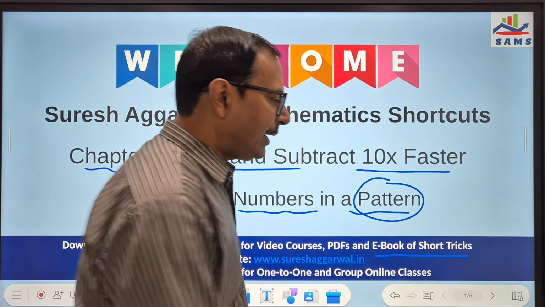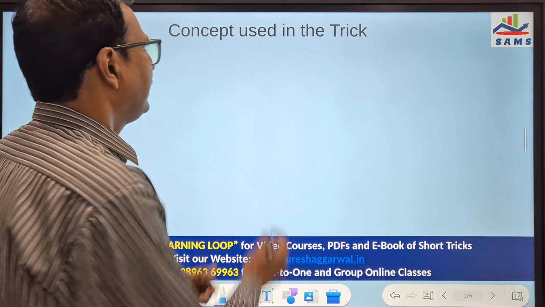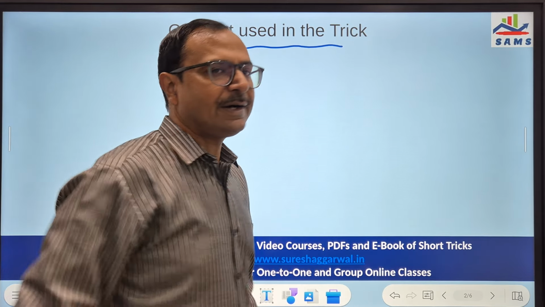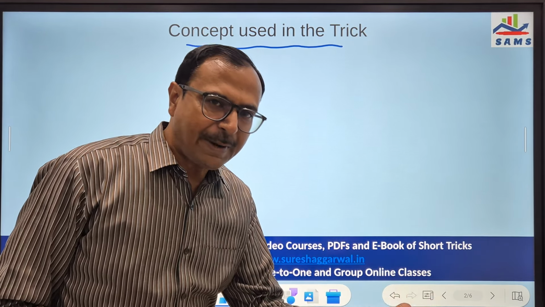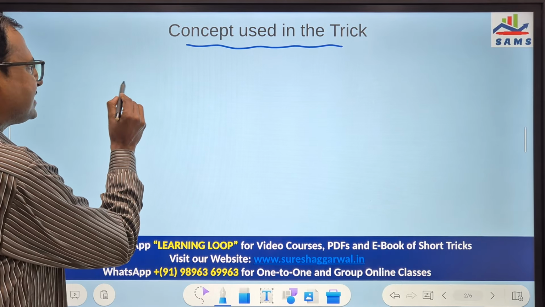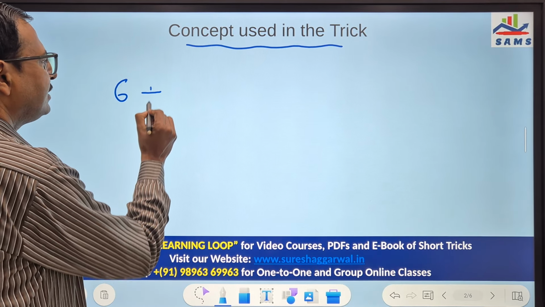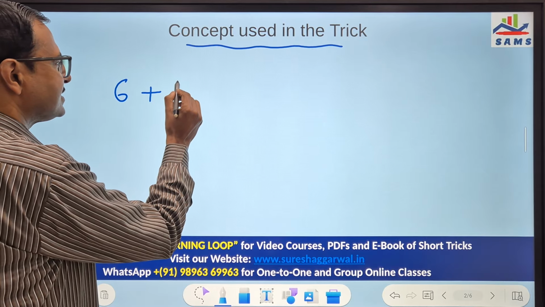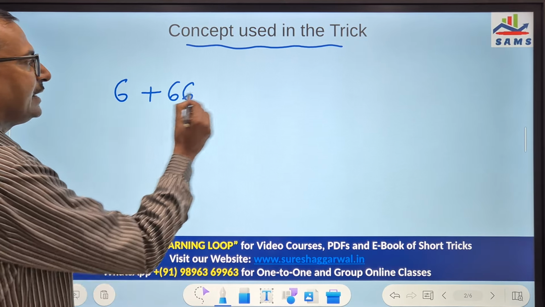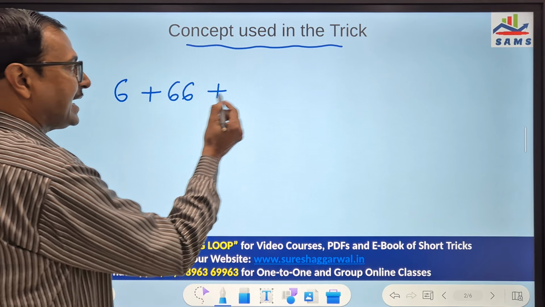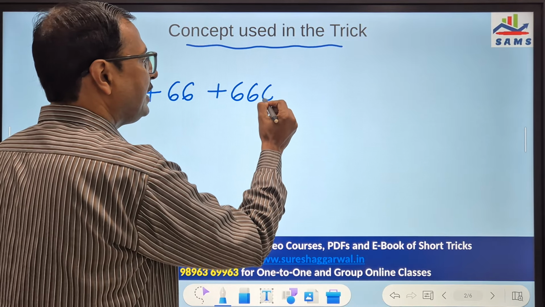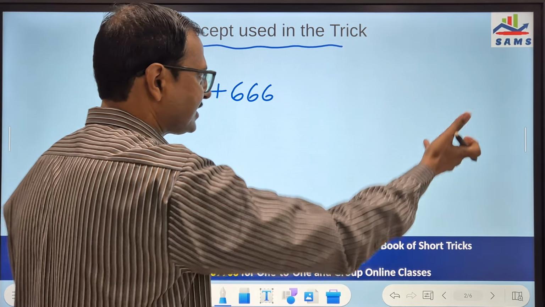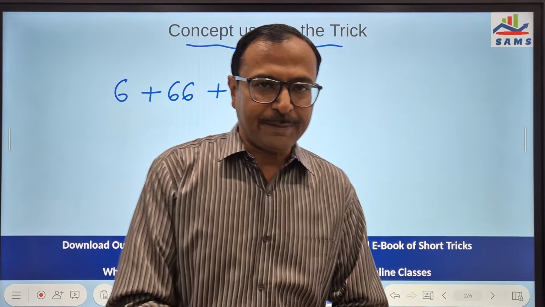Now what do you mean by numbers in a pattern? Here is the concept used in the trick. Numbers in the pattern means, suppose you have a 6 and you want to add repeating sixes like 6, 66, then 666, and maybe you may have 6666, 66666, and we want to add all of them.